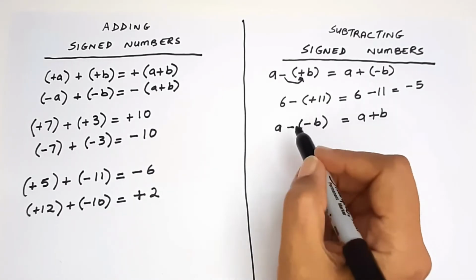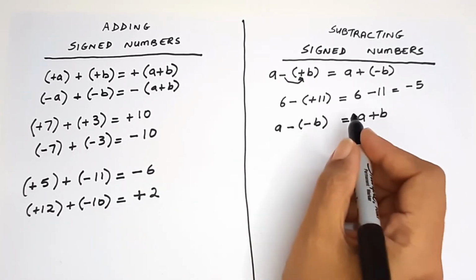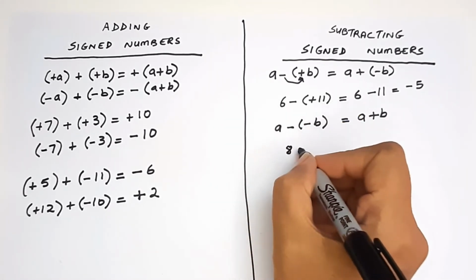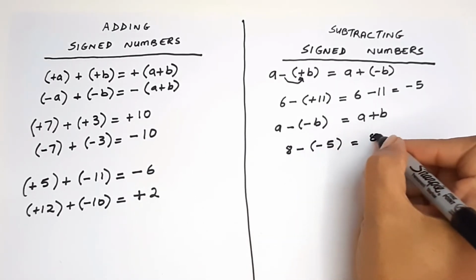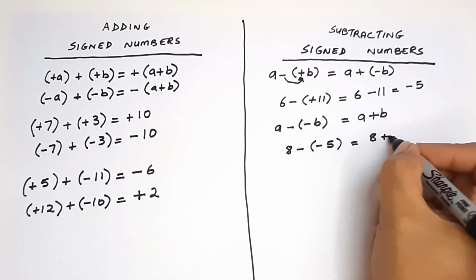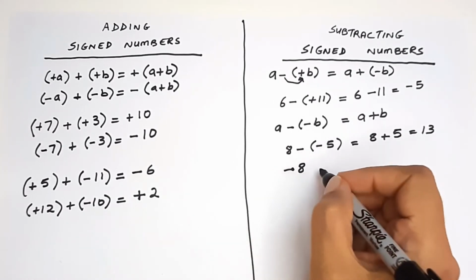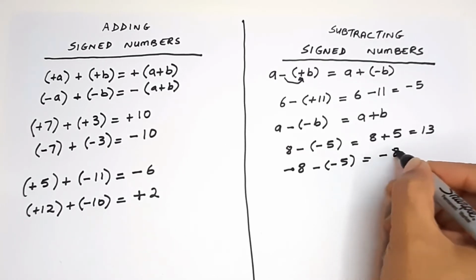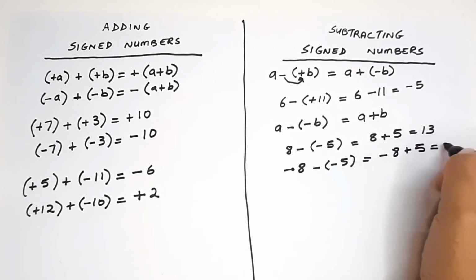Let's do a few examples because this is very important, and many times we get our results wrong because we do this part wrong. 8 minus negative 5 is actually equal to 8 plus 5, since minus into minus is plus, which is 13. Negative 8 minus negative 5 is equal to negative 8 plus 5. Here, which number is greater? The negative is greater, so we put a minus, and 8 minus 5 is 3.